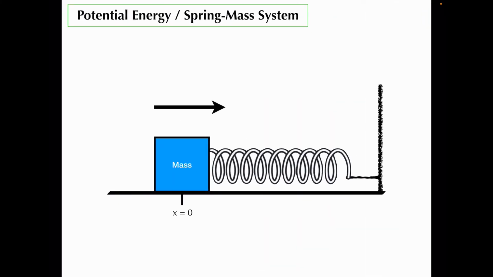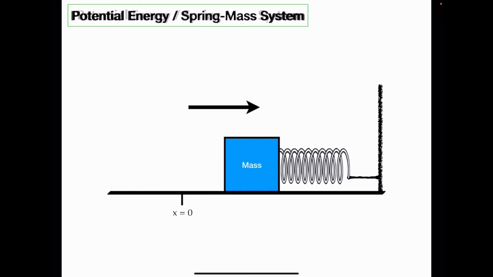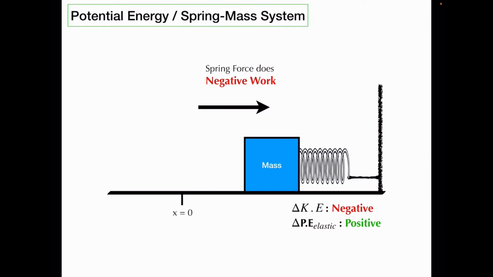Now we consider another isolated system, which is the spring-mass system. In this system, we will consider elastic potential energy and study the work done during expansion and compression of the spring in the same way we did in the tomato-Earth system. Here x equals 0 is the normal position of the object. Now we compress the spring against its spring force, which tries to keep it in the normal position.